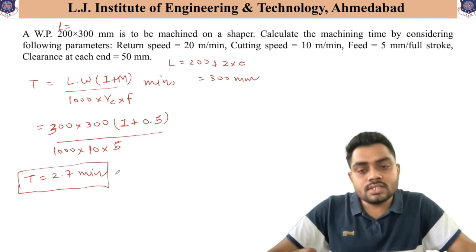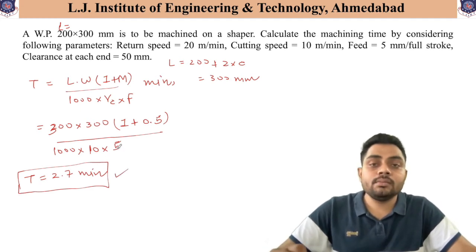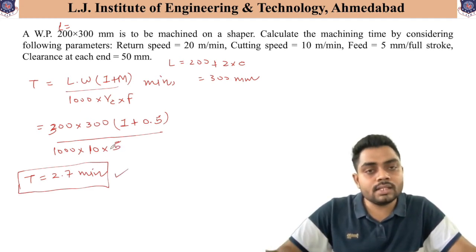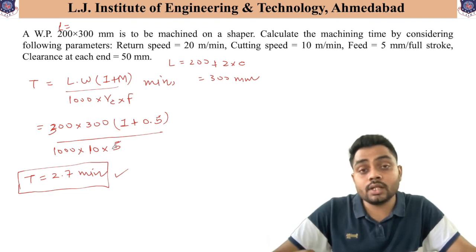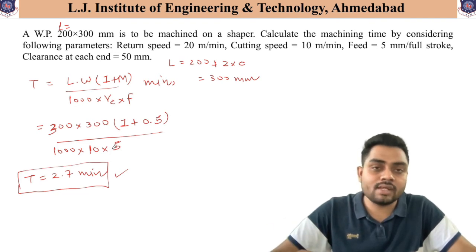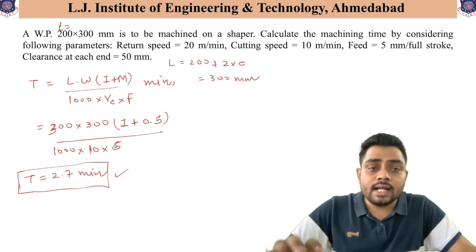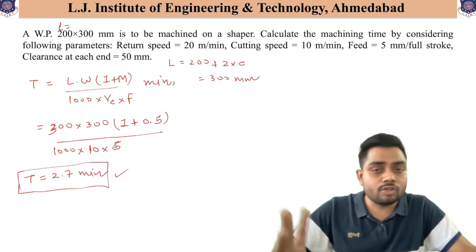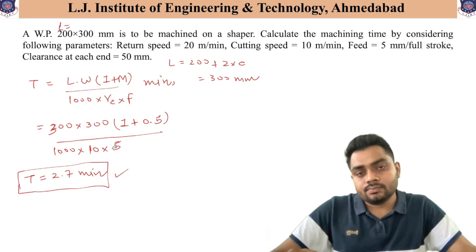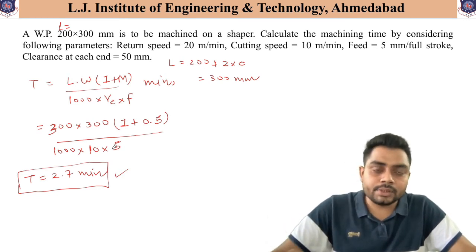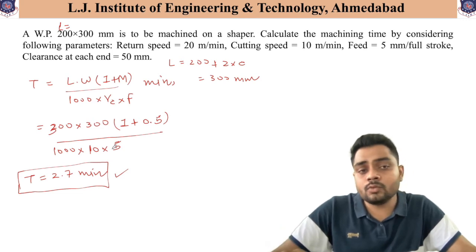So you can use this equation also to find the machining time, but if you do not remember the equation for the machining time, then you can use the standard procedure that we have discussed earlier. So I hope you got the clarity on how to find the machining time required for this particular case. Now let us take another example in which we need to find the machining time and the material removal rate also.